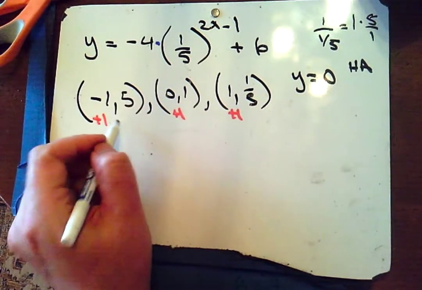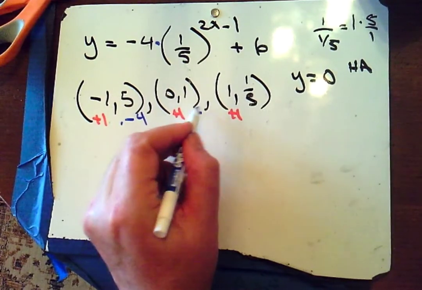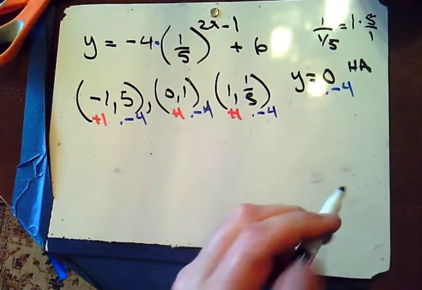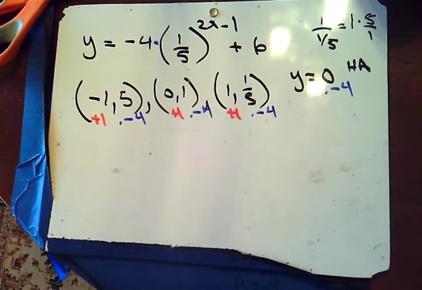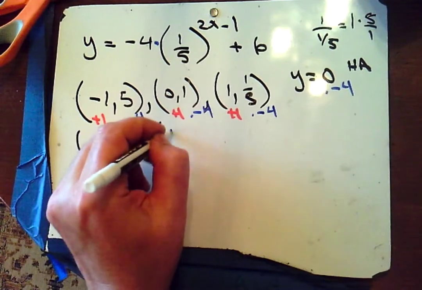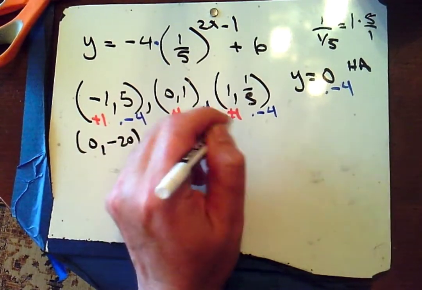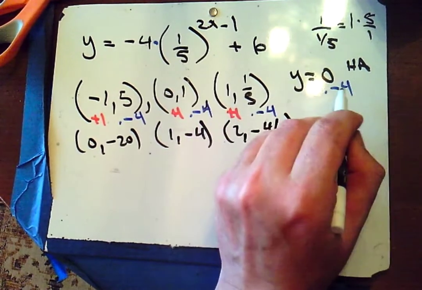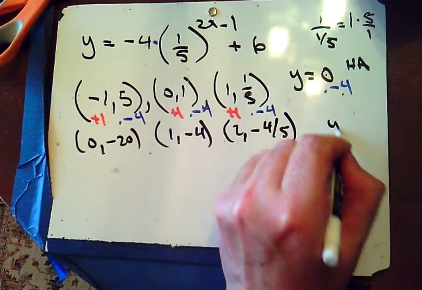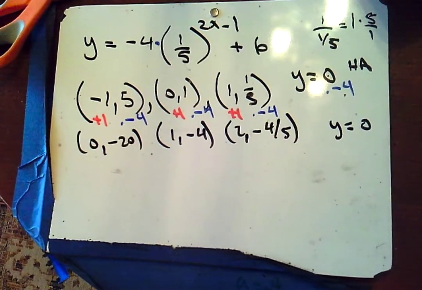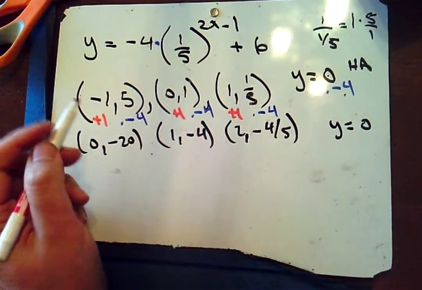So what do I need to do? Multiply by negative 4 to all the y's. So my transition points will be 0, negative 20, 1, negative 4, 2, negative 4/5. And 0 times negative 4 is still y equals 0. Okay, that's halfway through. Let's take care of the next round of transformations.